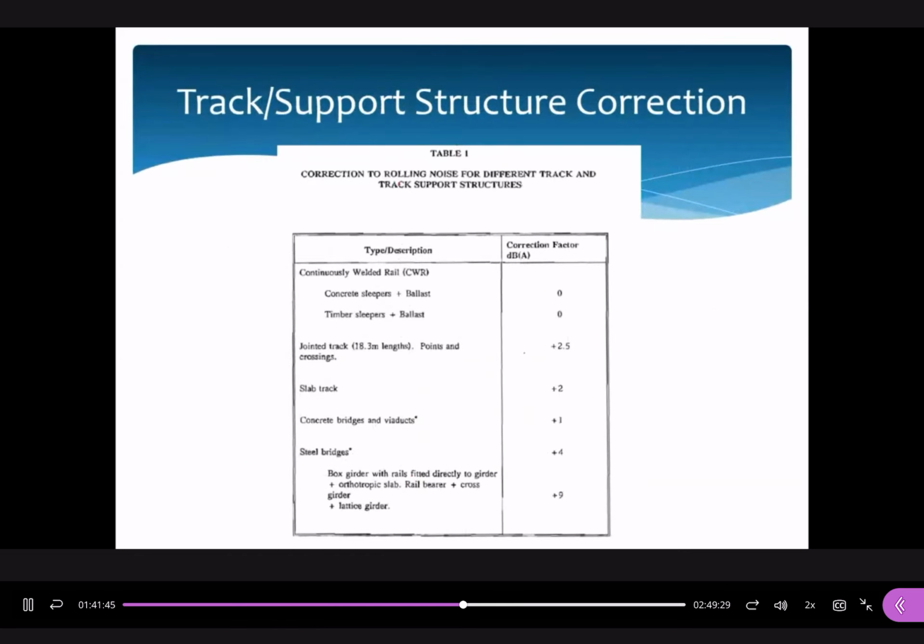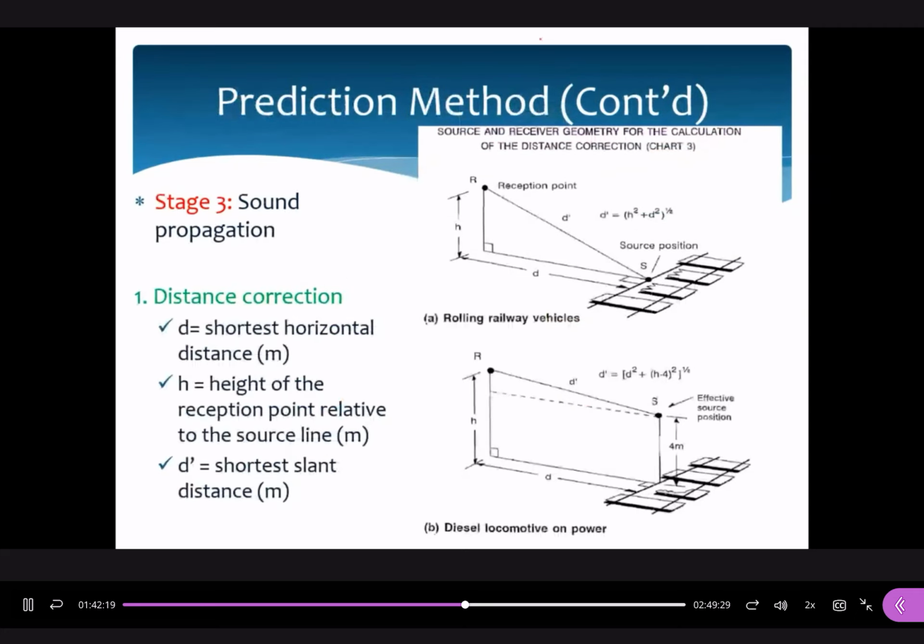Now we go to table 1. Table 1 is for the corrections for the track form. In those questions, descriptions could be given to state what kind of track form is involved. For example, if this is timber sleepers, the correction factor is 0. If this is a floating slab track, the correction factor is positive 2 dBA. Now we have completed the first two stages, stage 1 and stage 2. Stage 2 is to find out the sound exposure level, the reference level.